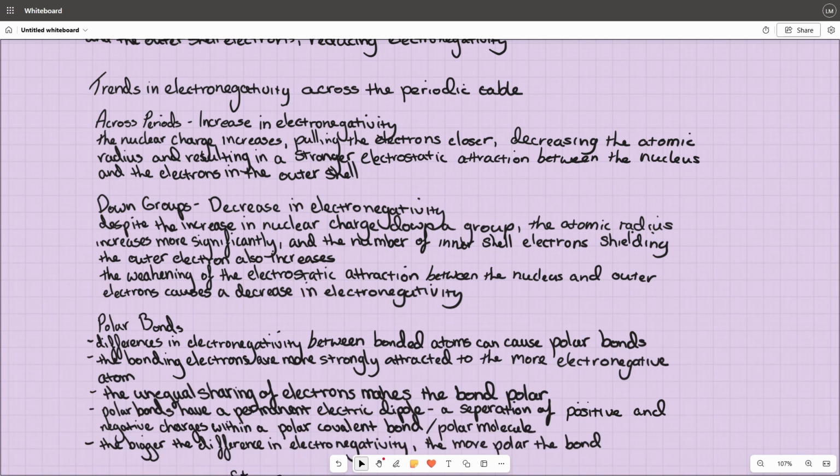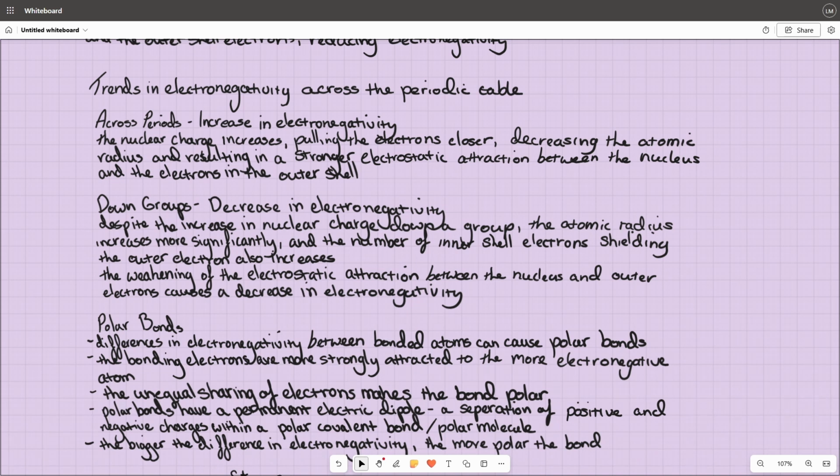So there are trends in electronegativity across the periodic table. For example, across periods there's an increase in electronegativity. This is because the nuclear charge increases, pulling the electrons closer. This then decreases the atomic radius and creates a stronger electrostatic attraction between the nucleus and the electrons on the shell. Whereas down groups, there is a decrease in electronegativity because despite the increase in nuclear charge, there is also an equal increase in shells, and therefore that increases the atomic radius and shielding.